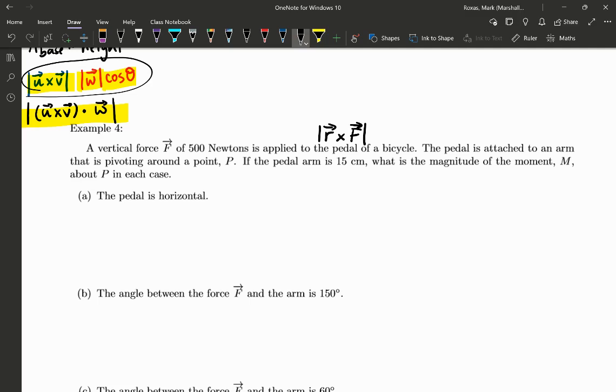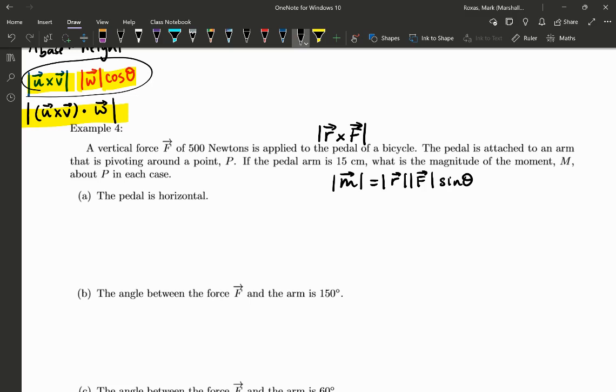Let's define that. The magnitude of the moment vector is just the magnitude of r times the magnitude of F times the sine of the angle between the two vectors, sine theta. The moment, just like torque, acts in a perpendicular direction to the other two vectors.